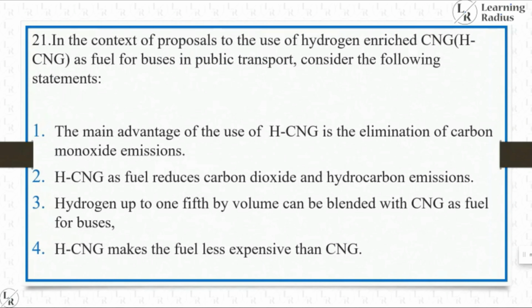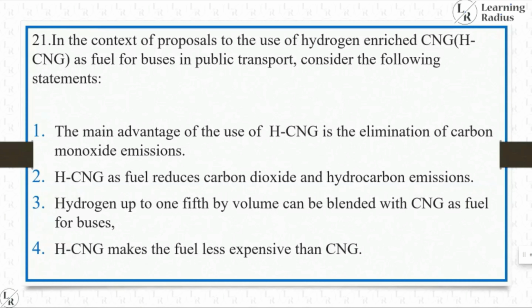Let's come to the next question. In the context of proposals to use hydrogen-enriched CNG, HCNG, as fuel for buses in public transport, consider the following statements. The main advantage of the use of HCNG is the elimination of carbon monoxide emission. HCNG as fuel reduces carbon dioxide and hydrocarbon emissions. Hydrogen up to 1/5 by volume can be blended with CNG as fuel for buses. HCNG makes the fuel less expensive than CNG. UPSC is asking which of the statements given above is correct. 1 only, 2 and 3, 4 only, 1, 2, 3, and 4.